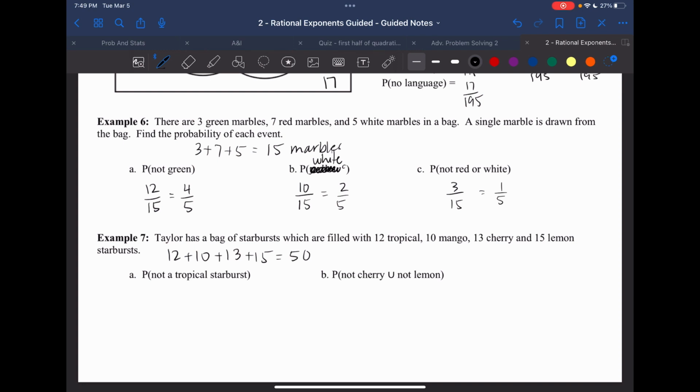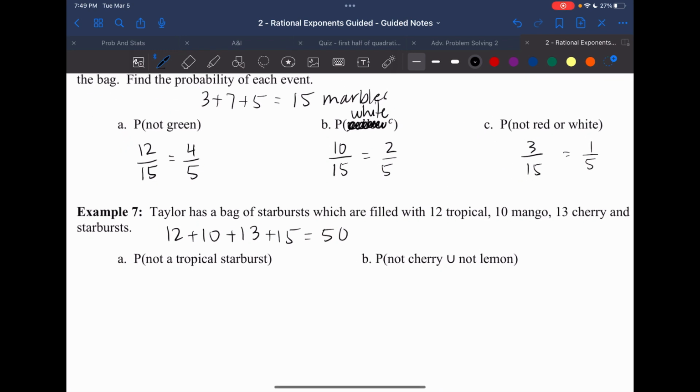So probability of not a tropical Starburst would be everything except for 12. So you can think of that as 50 minus 12 over 50. So 38 over 50. So 38 over 50 reduces to 19 over 25.